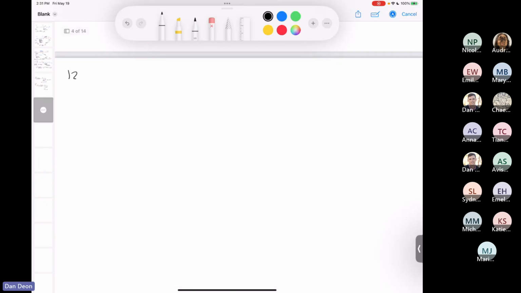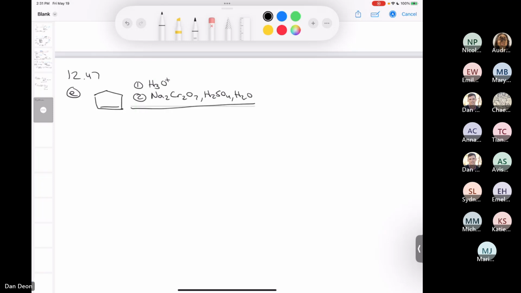And in E, it's a little more interesting. So we're going to take this compound, cyclopentene, and in the first step, we're going to treat it with aqueous acid. Then the next step, we do the Jones reaction, so sodium dichromate, sulfuric acid, and water. Then in the third step, we're going to treat that with phenylmagnesium bromide, and then in the last step, we treat that with aqueous acid.